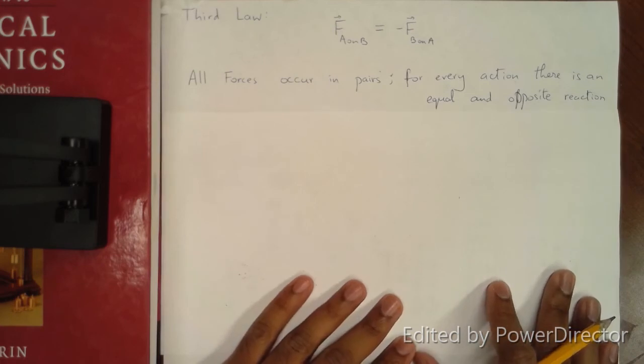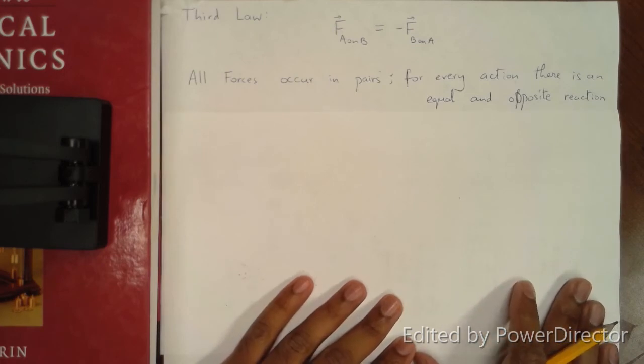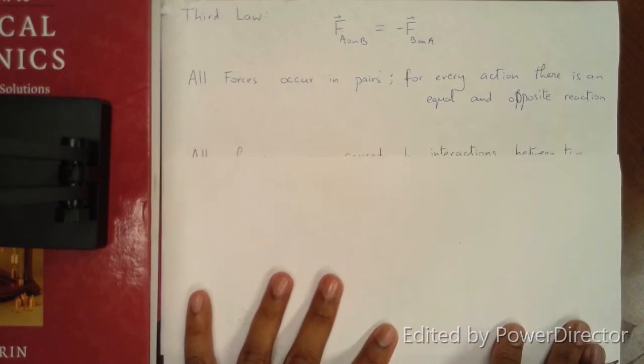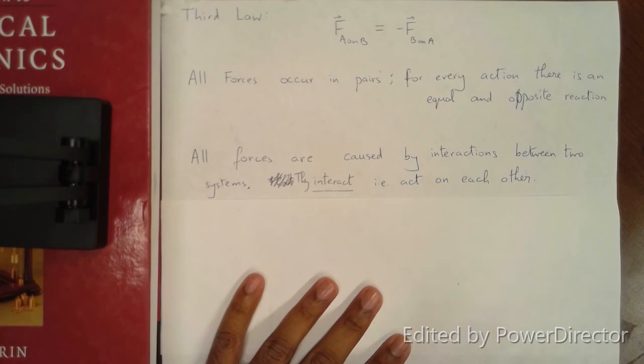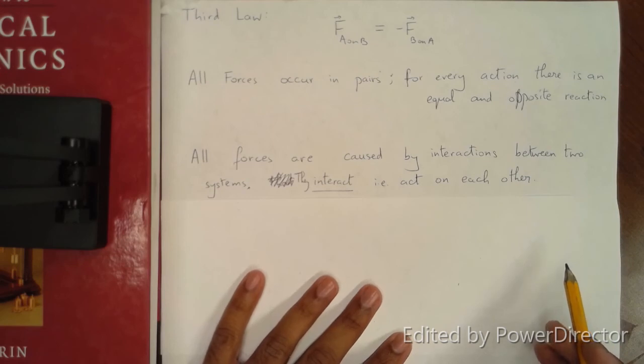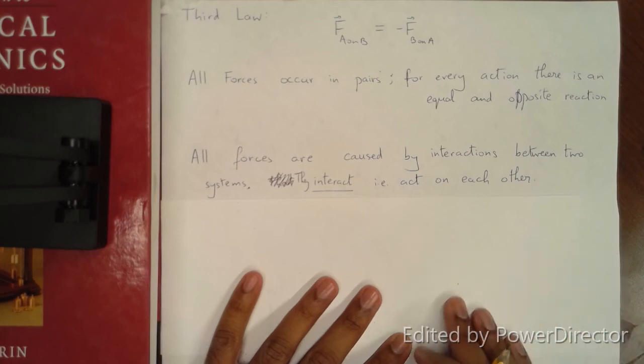There are some hidden implications in the third law. The most important is that all forces are caused by interactions between two systems. Since these two systems are interacting, that is, they act on each other, you have a force of A on B and a force of B on A. And thus, no force occurs in isolation.